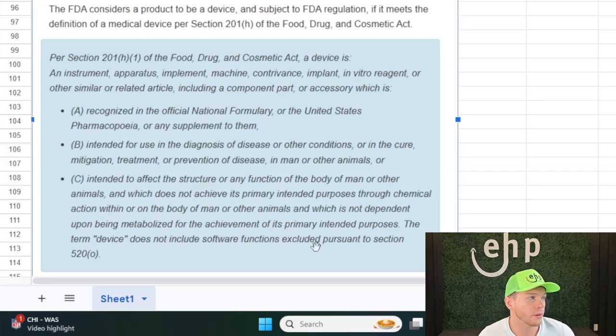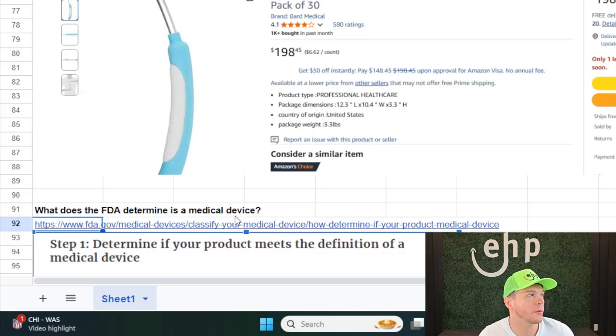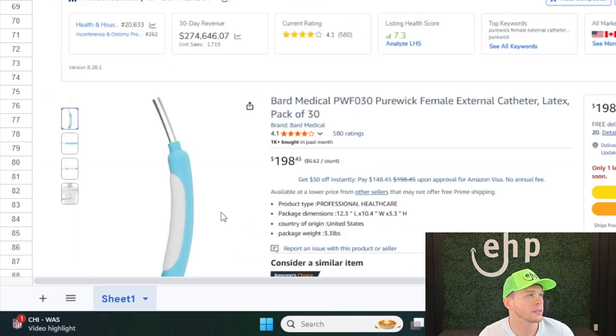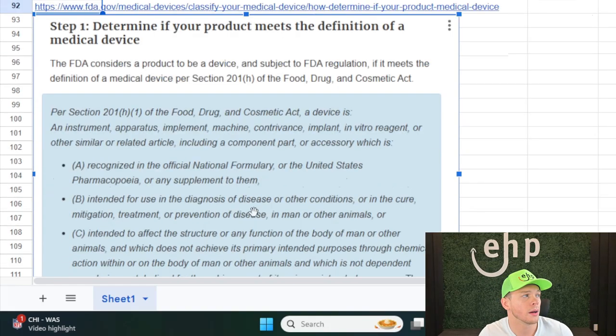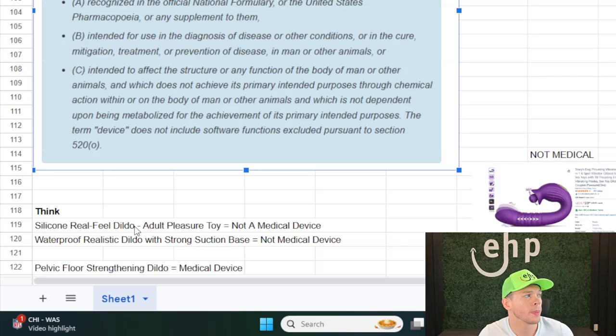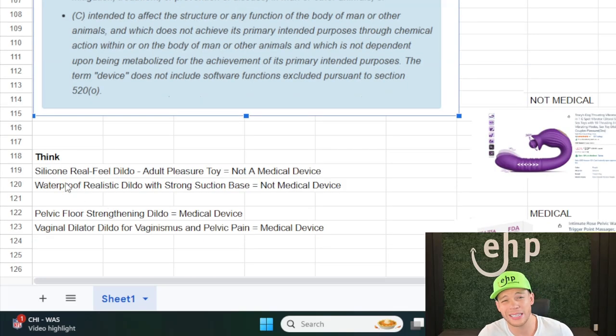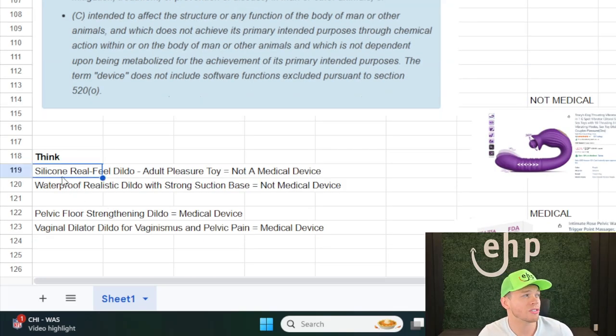A good example, if we want to do this, right? This one is an external catheter, which actually goes inside you. That's a good example of a medical device. We're going to go through and make it really easy for you. And this is a silicone dildo, right? Adult pleasure toy. This one is not a medical device. Waterproof realistic dildo. Not a medical device.